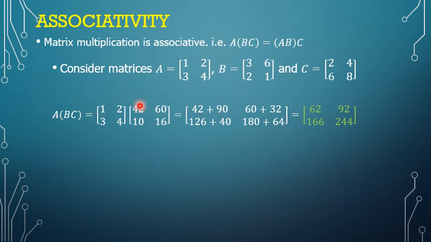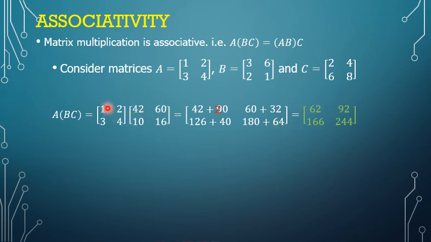1 times 42, you get 42, plus 2 times 10, you get 20. Sorry for the confusion here, I wrote 90 instead of 20. Maybe if I correct it there, it's supposed to be 20. So it is 20. Now it will be 42 plus 20, you get 62.